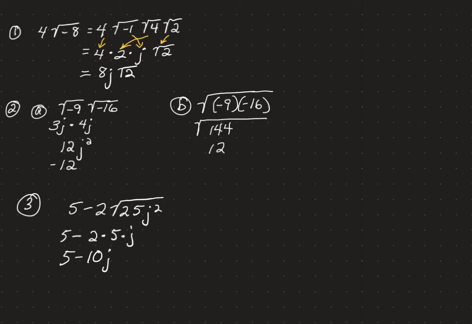Yes, 5 and 10j have a common factor, but why factor that out? There's nothing to cancel. We're not solving anything. We were just simplifying, and that's as simple as it gets.